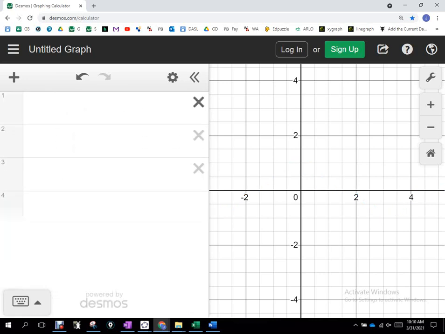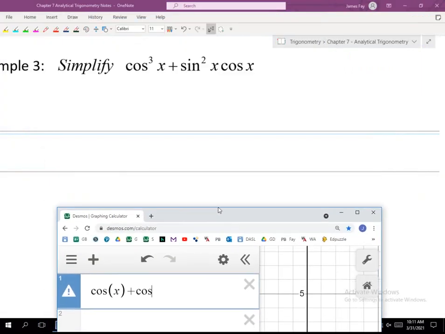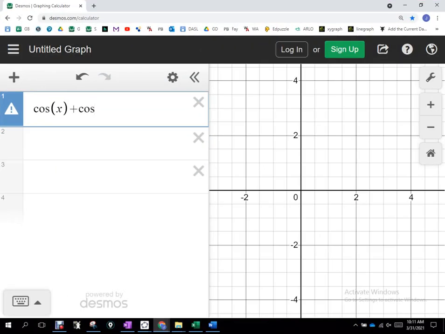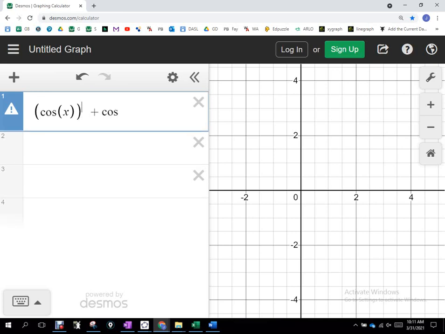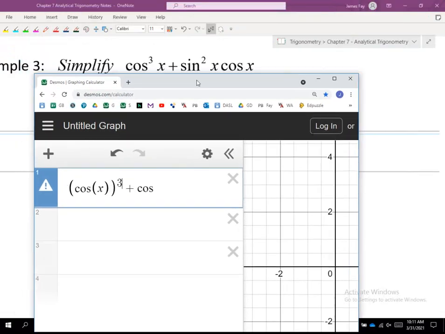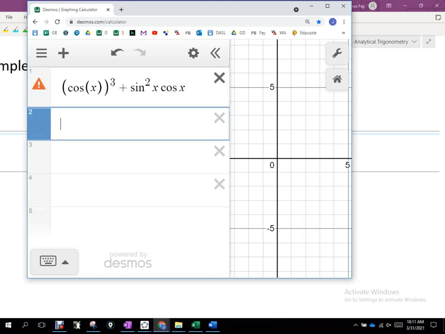The reason I'm talking about that is because one of the problems today that we start off with is this. It says cosine of x plus cosine, I believe it's cubed. Oh, no, it's cosine cubed x. So because it's cubed, I have to type it in this way. Plus then sine squared, which I can type in that way, is fine, times cosine x. I graph that. Okay, let's see what it's saying.